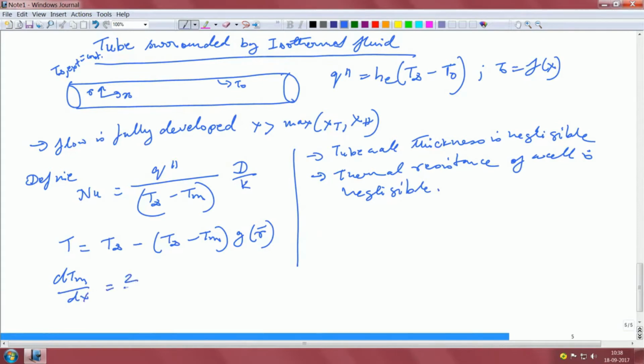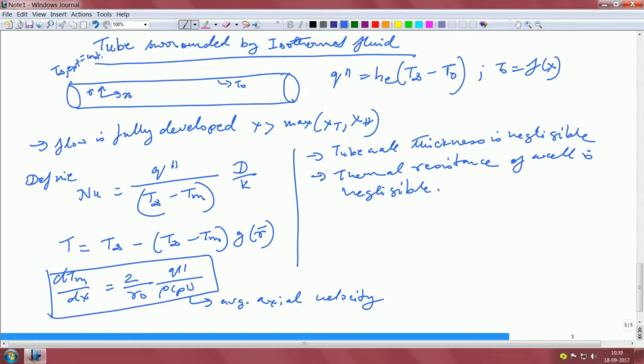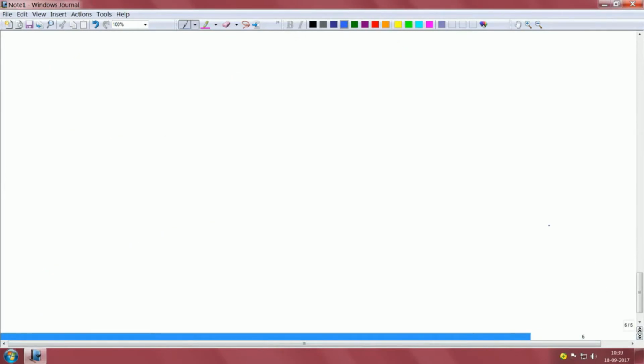Also, dTm by dx is given by 2 R naught q double prime over rho Cp u, where u is the average axial velocity. Once again, this definition is the same as what we had in our previous class. Now, let us cast this problem. That means we first write the energy equation.